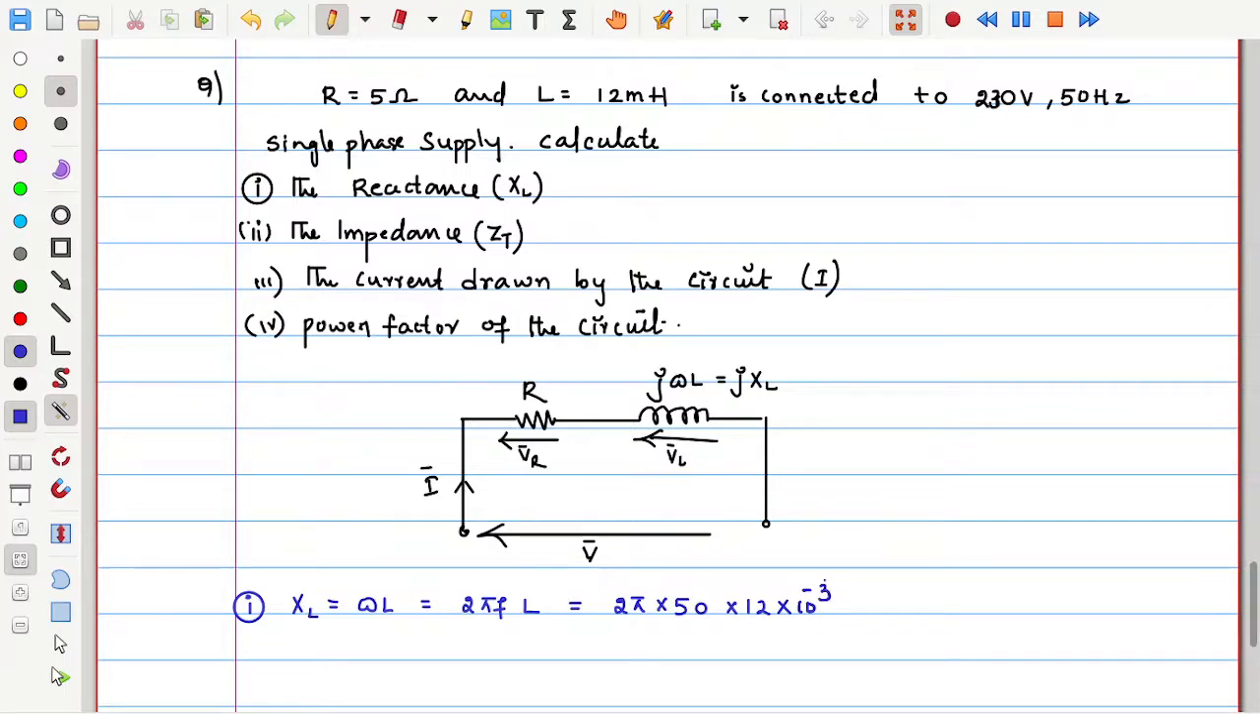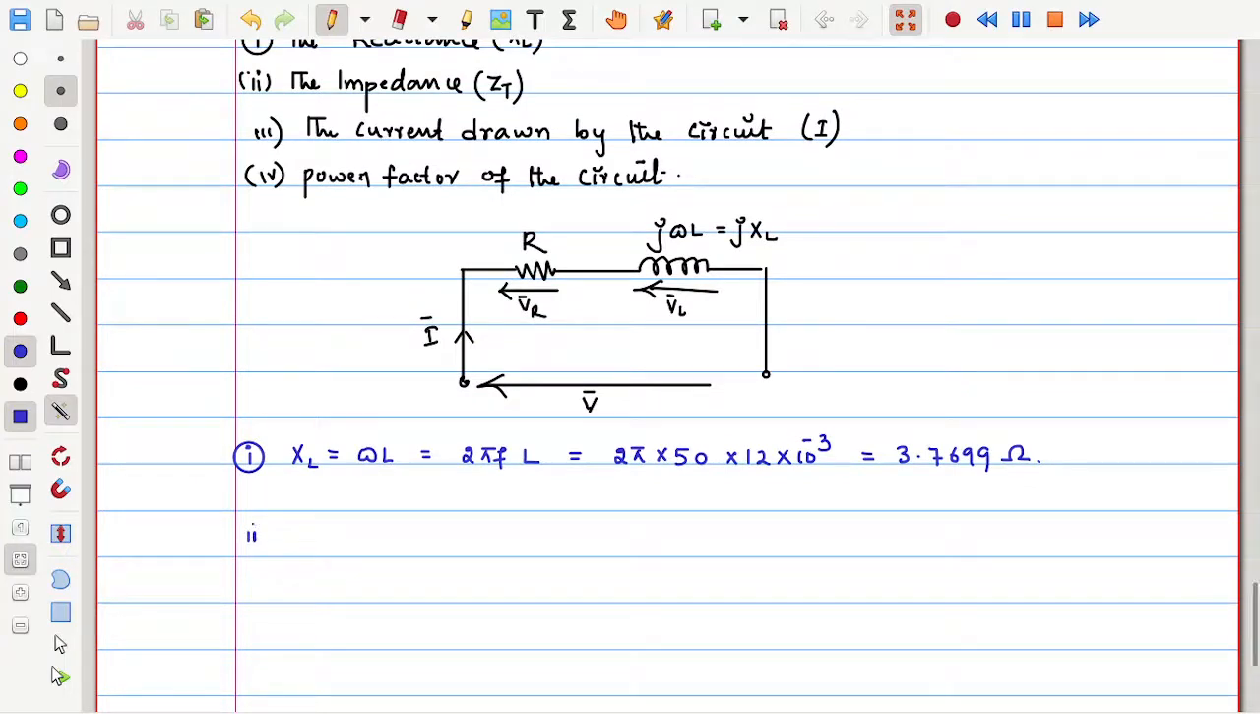So let me calculate quickly. 2 pi into 50 into 12 into 10 power minus 3, which is 3.76. Did you get the same thing? Just cross verify. What are the units for inductive reactance? Ohms.